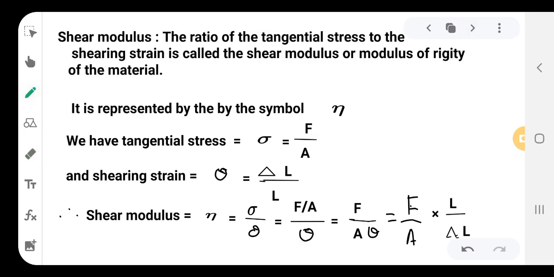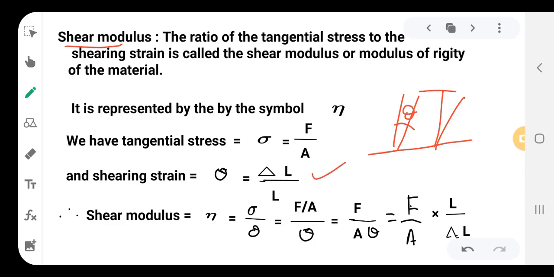Shear modulus. So what is shear modulus? Shear modulus is where the body will be tilted at an angle theta. The ratio of the tangential stress to the shearing strain is called the shear modulus or modulus of rigidity of the material. It is represented by the symbol eta, and we have tangential stress sigma equal to F upon A and shearing strain theta equal to delta L upon L.